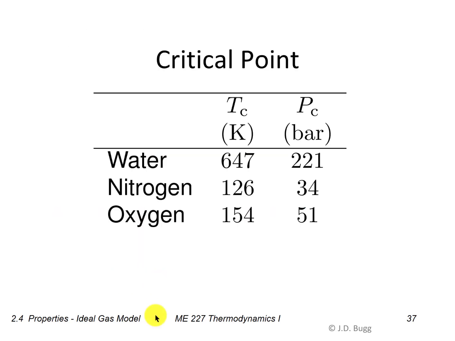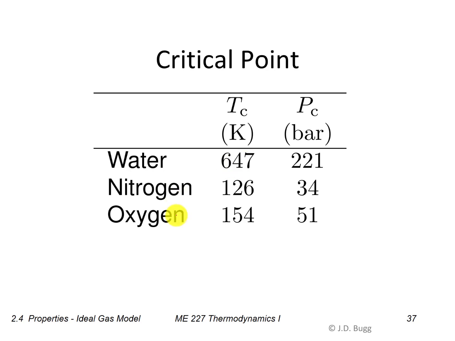This table shows typical values of the critical temperature and pressure for a few common substances. One of the ones we'll be working with a lot is water, so the critical pressure for that is 221 bar. Remember that 1 bar is about 1 atmosphere, so this is a very, very high pressure, and it's also a high temperature, 647 degrees Kelvin. Remember, 293 approximately is room temperature.